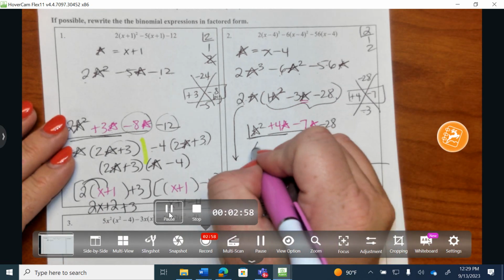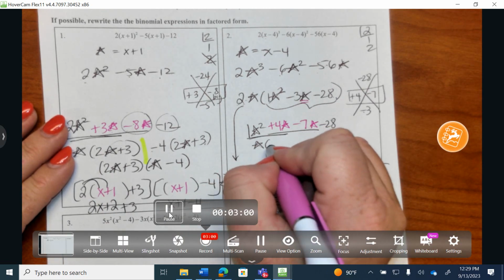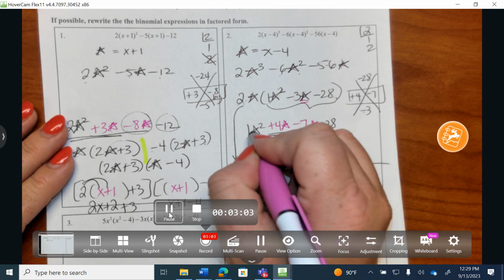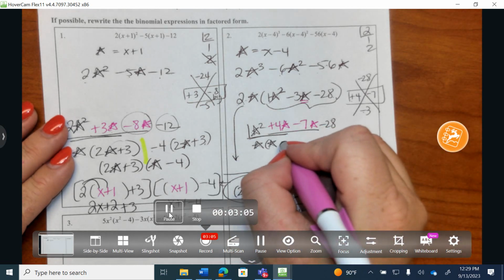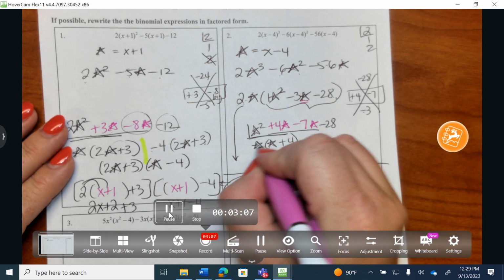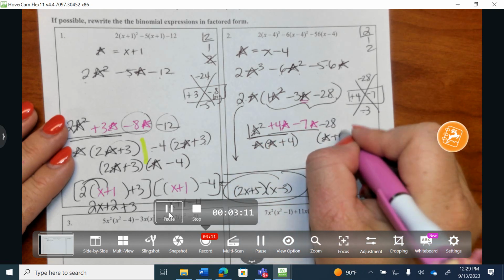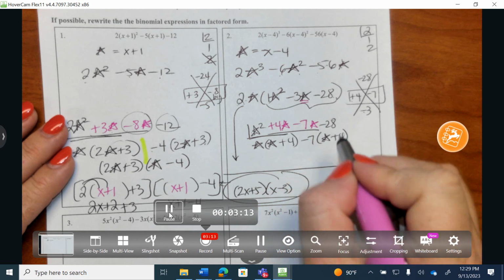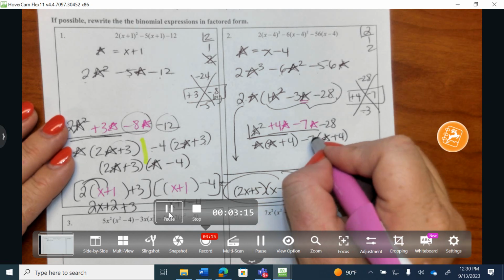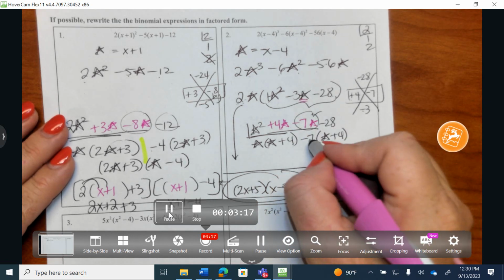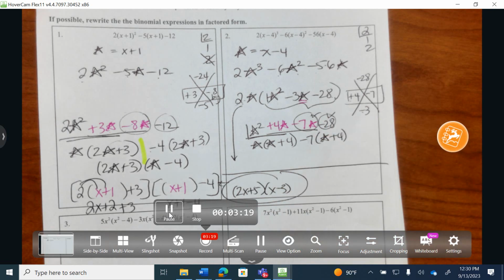I can factor out a star, and I'm left with star, because star times star is star squared, plus 4. Star times 4 is positive 4 star. In the back is going to be star plus 4. And I recognize that negative 7 is the quantity. Negative 7 times star, that works. Negative 7 times 4, that works.